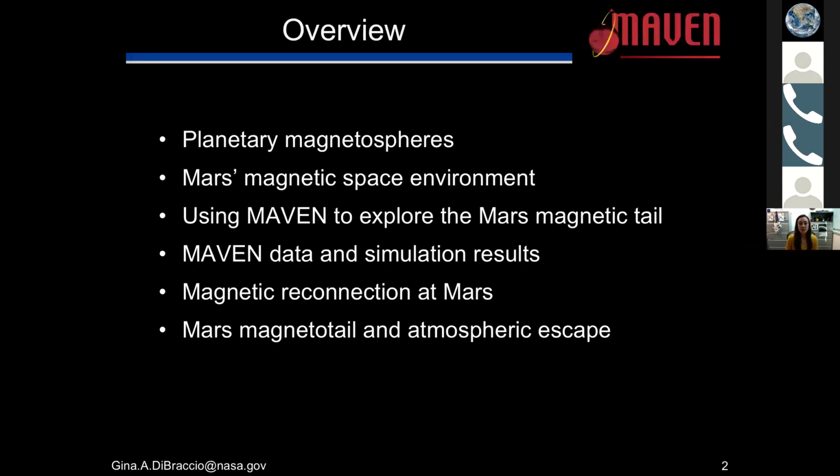All right, so starting with just a brief overview of what I'll be discussing with you. First, I'd like to give a background on planetary magnetospheres, and then I'll jump into specifically Mars and its magnetic space environment and what we're studying there. I'll tell you how we're using MAVEN to explore the Mars magnetic tail, and then I'll specifically go into some of the MAVEN data analysis and simulation results that I've been looking at and analyzing in order to explore the magnetic tail. Getting a little more specific into the physics, we'll talk about magnetic reconnection and how that's impacting what we're observing at Mars. And finally, I will cycle into talking to you about how the magnetotail, or the magnetic tail, relates to atmospheric escape, which of course is the main objective of the MAVEN mission here.